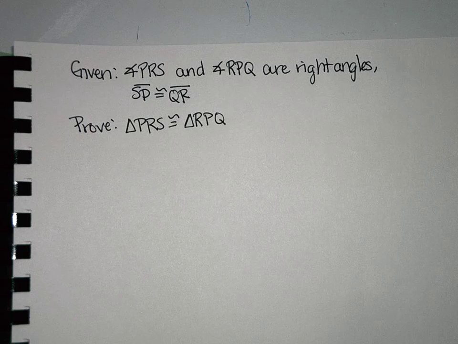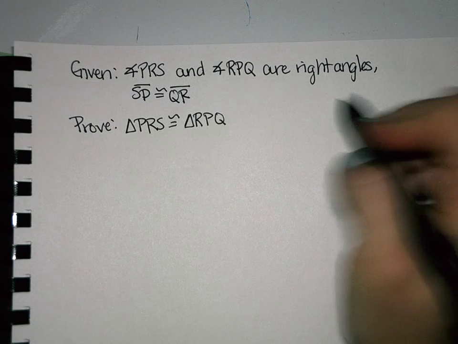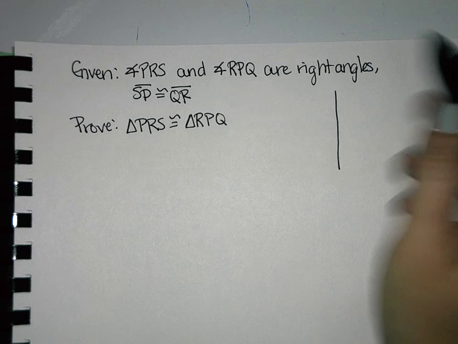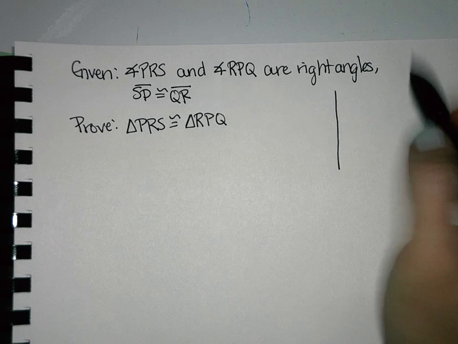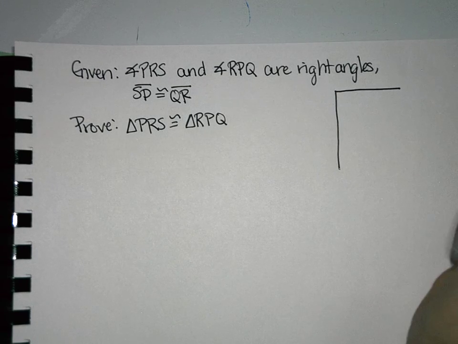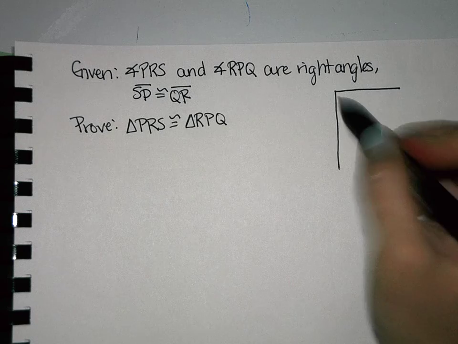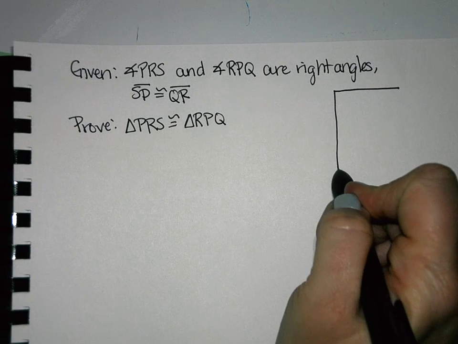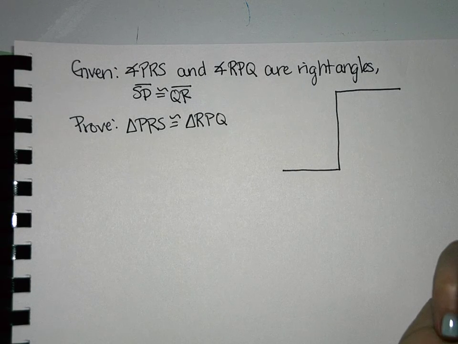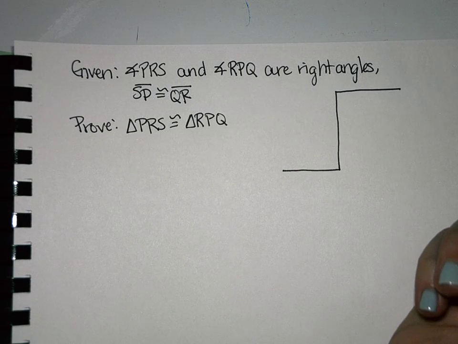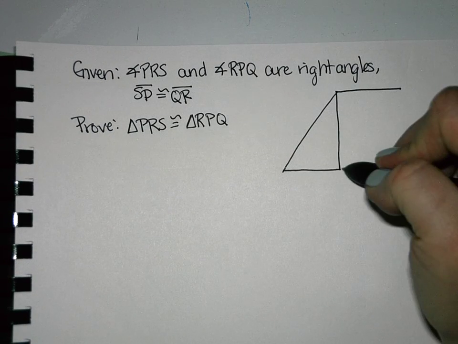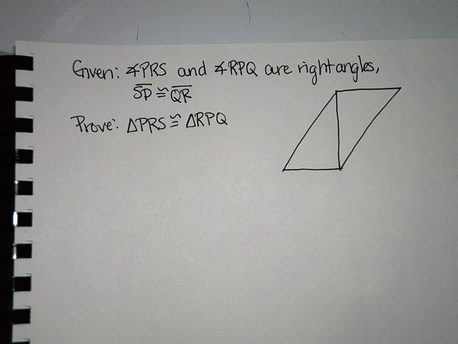So the picture that goes with this, I'm going to start by drawing a vertical line. From the top of the vertical line, I'm going to draw a horizontal line to the right. And then from the bottom of the vertical line, I'm going to draw a horizontal line to the left. So again, it looks a little bit like a staircase. But then I'm going to go ahead and connect so it looks like a four-sided polygon.